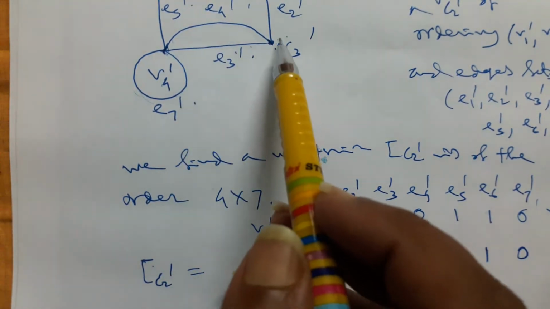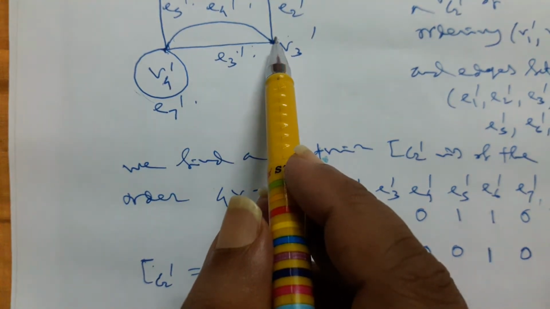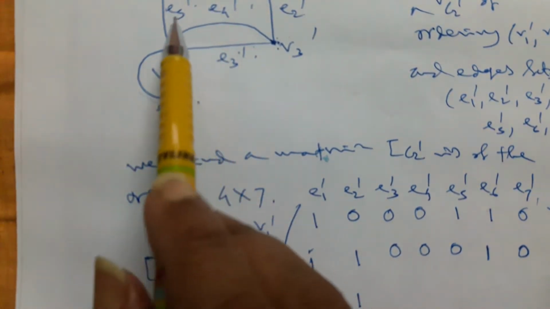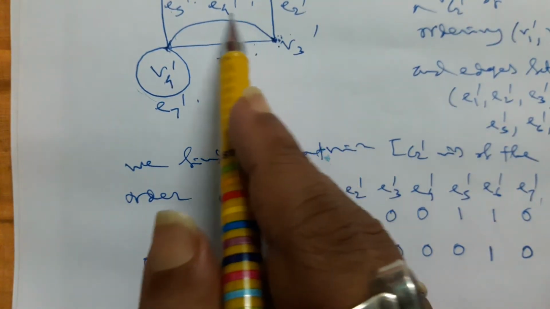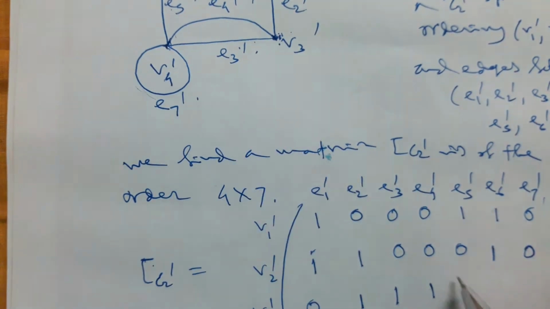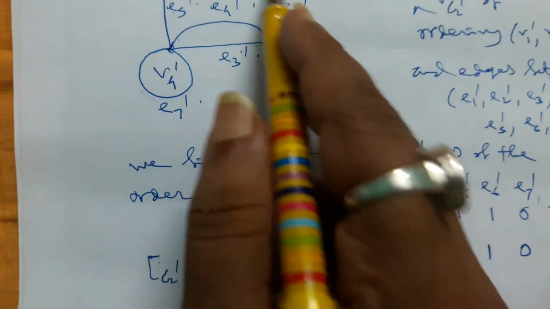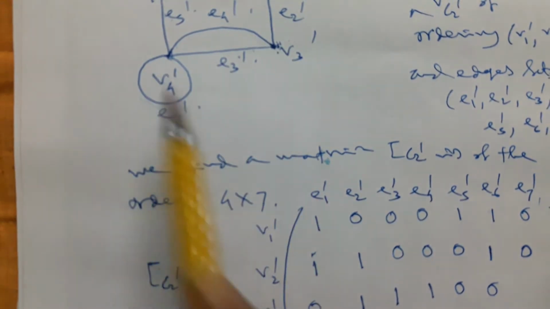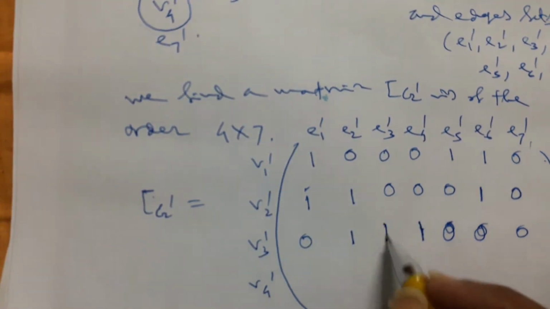v3' and e1': the result will be 0. v3' and e2': one endpoint, so 1. v3' and e3': one endpoint, so 1. v3' and e4': the result will be 1. v3' and e5': 0. v3' and e6': no connection, so 0. v3' and e7': 0. So we find the matrix row here.